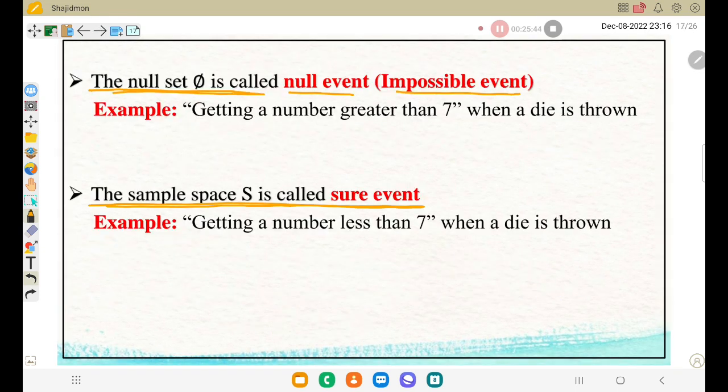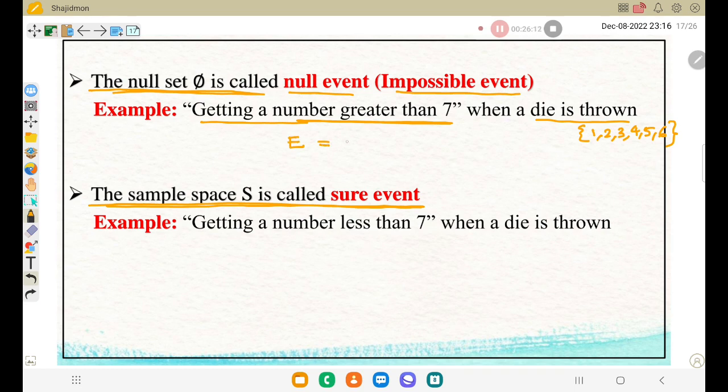Now another example here. You can see getting a number greater than 7 when a die is thrown. Is that possible? Because when a die is thrown, what are the options? 1, 2, 3, 4, 5 and 6. Correct? Maximum 6. But what we are telling here is the event getting a number greater than 7, more than 7. It is not possible. Correct? So what will be the answer?